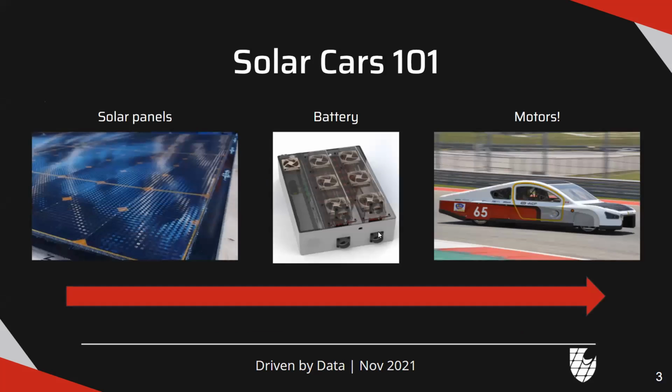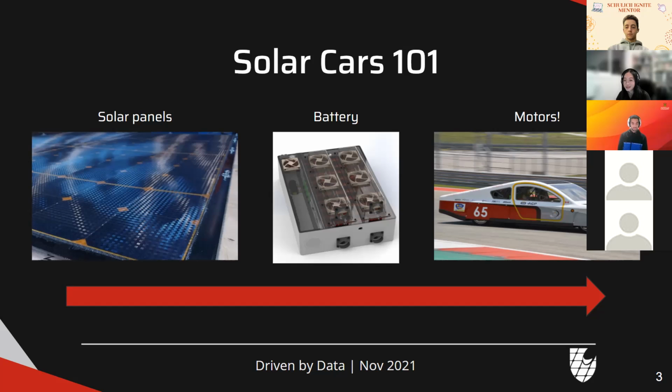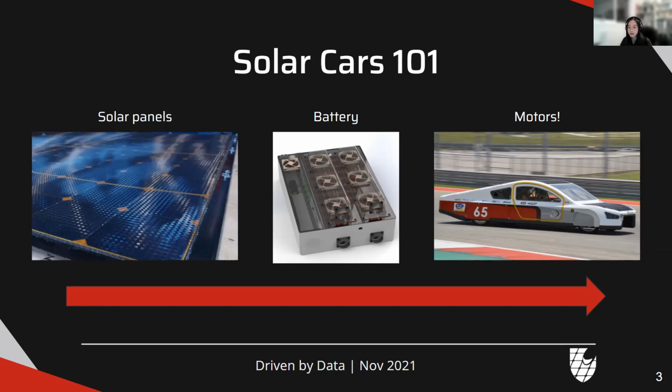So what exactly is a solar car? Essentially, it is exactly what it sounds like. It's an electrical vehicle which uses solar power to run. In its simplest form, we get solar energy from the sun, which we use to charge a battery. The battery stores this energy, which we can then use to power the motors that we use to drive.